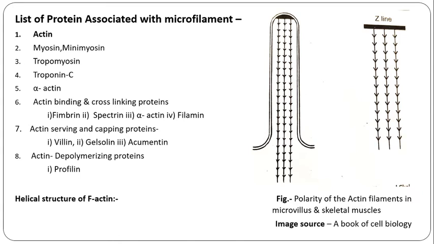Now, the polarity of the actin filament in the microvillus and skeletal muscles. See in this diagram, the arrow shape. The first diagram is for microvillus and the second is the skeletal muscle. In non-muscle cells, however, the cycle of polymerization and depolymerization of actin may play a prominent role in cell movement. In non-muscle cells, actin may appear in a variety of structural forms.